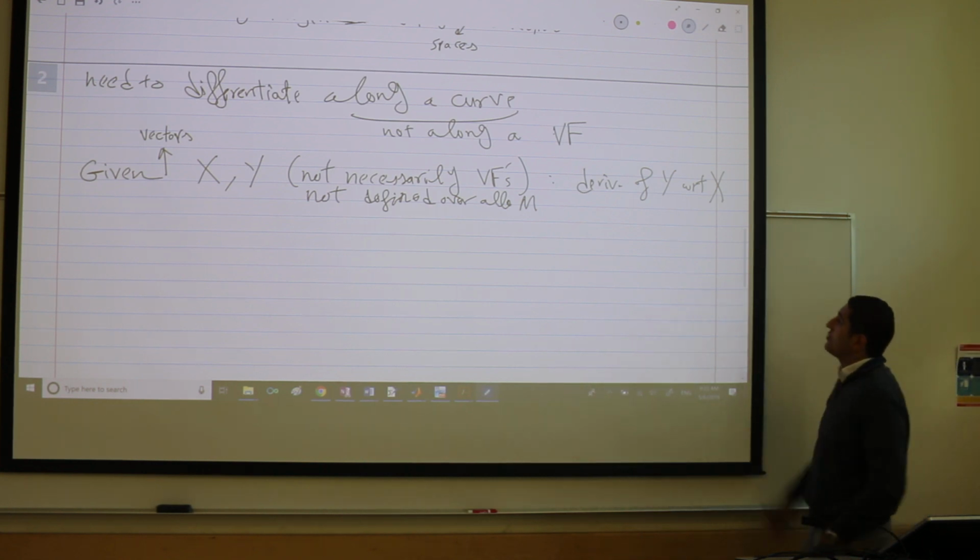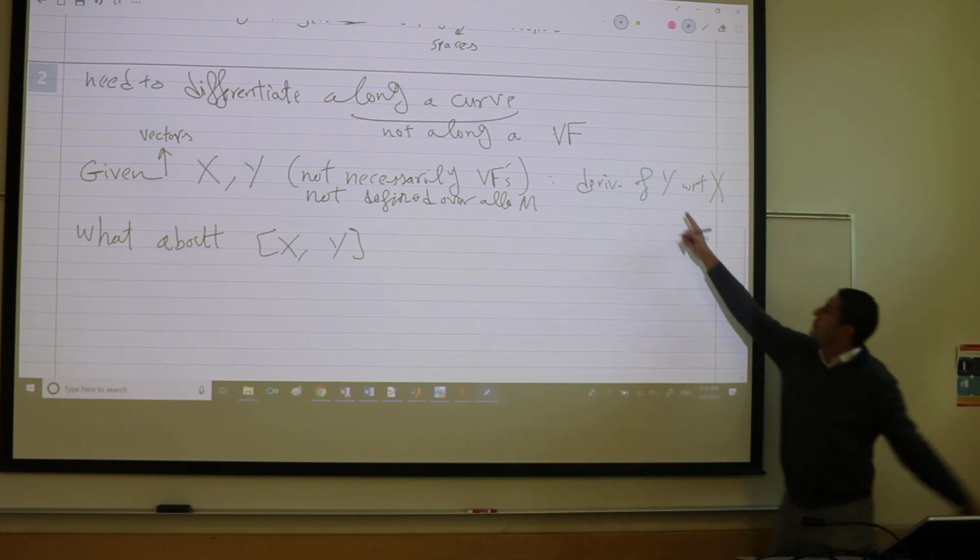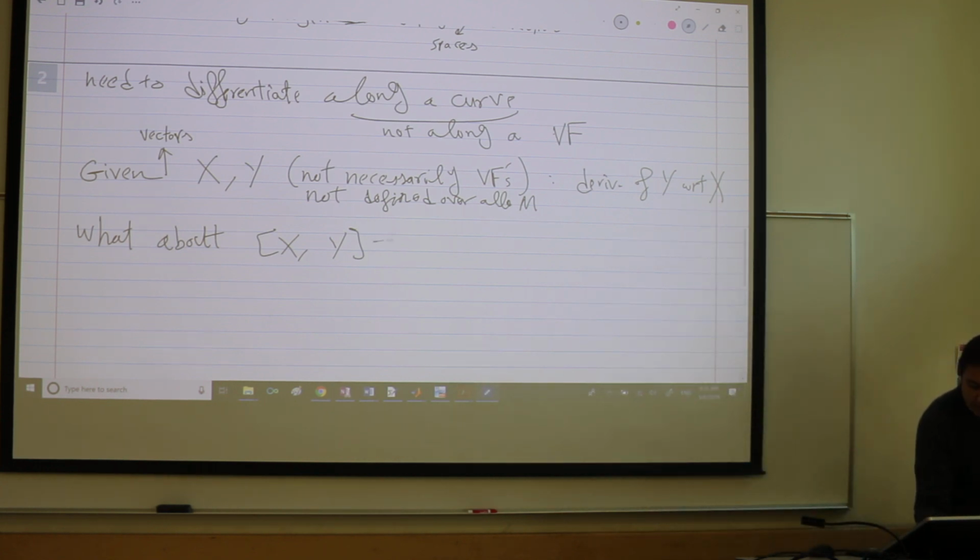First, try what you know. Why don't you define it with the Lie bracket? What's the problem with the Lie bracket? What about the Lie bracket between x and y? So I will define the derivative of y with respect to x as the Lie bracket, because this is indeed the Lie derivative of y with respect to x, right? So why not take this? Let's see what's the problem. Why should we exclude the Lie bracket?